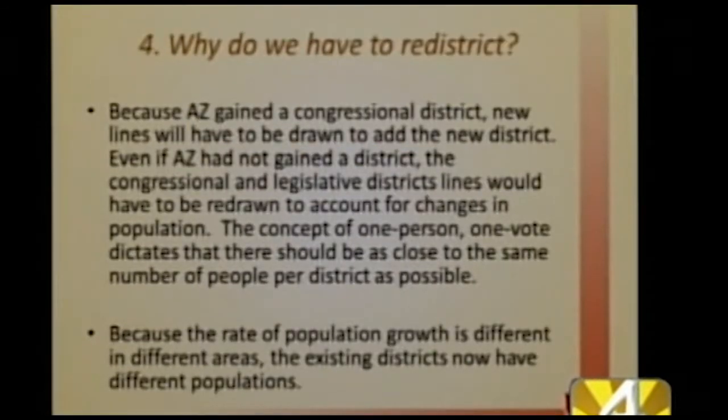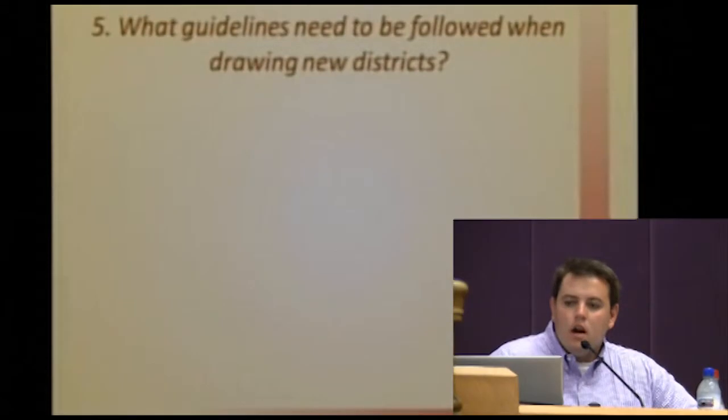All right, why do we have to redistrict? Well, first of all, because Arizona gained this 9th congressional district, lines would have to be drawn to add it. However, even if Arizona had not gained this congressional district, we would have to redraw the lines to account for shifts in population. The concept of one person, one vote dictates that there should be as close to the same number of people per district as possible. And again, because the rate of population growth is different in different areas, the existing districts now have wildly different populations.